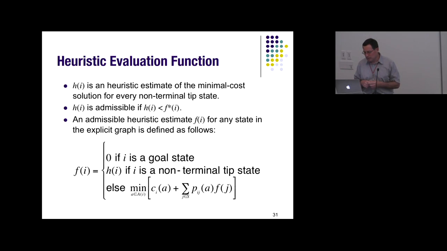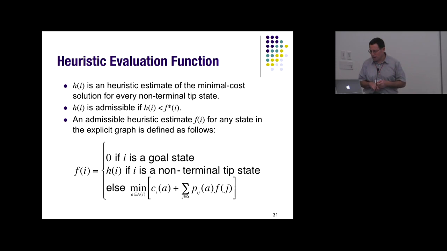So you use a heuristic for the tip nodes, which are on the frontier of this graph and have no successors. All the other nodes, you simply evaluate by, we're now minimizing cost instead of maximizing rewards because it's an SSP, but it's just the equivalent: we minimize over all actions the immediate cost of the action plus the sum of the probabilities that you will end up in a state j times the value F of j. So we defined some value function over the entire set of states in the explicit graph that was generated. The F values are like the F values in A star, and they're defined this way.